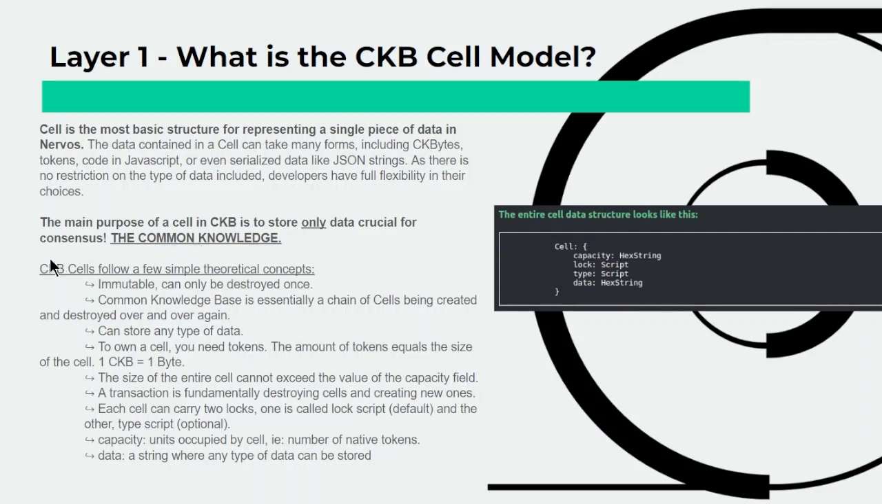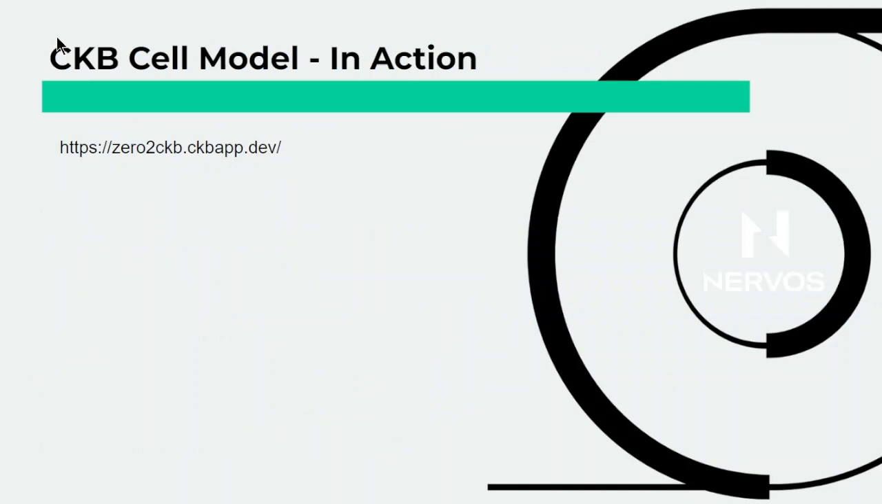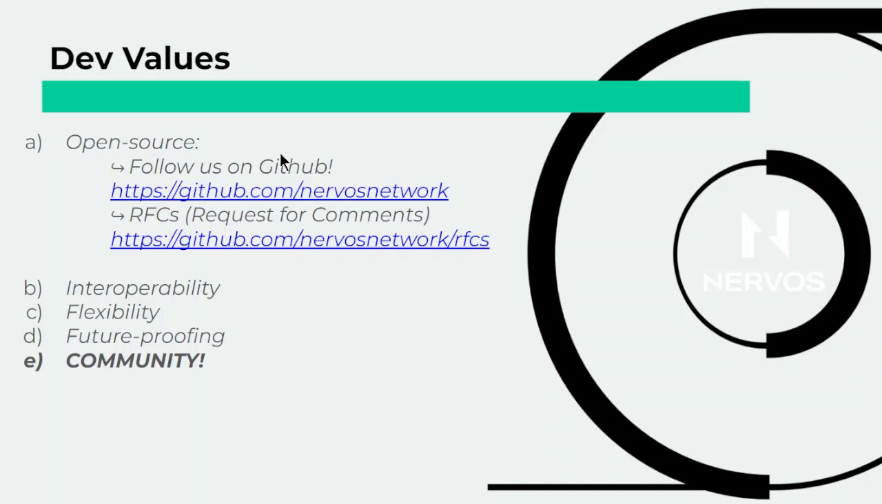And essentially, if you're following these theoretical concepts, you're going to be able to build a lot with it. So you're given kind of a set of rules, so to speak, and then you're pretty much free to build on top of that. So it's a very unique data structure model that's not found in other blockchains. Again, this is a great resource, guys. This is one of my favorites. This is an interactive website for learning more about the cell model and how layer 1 works.